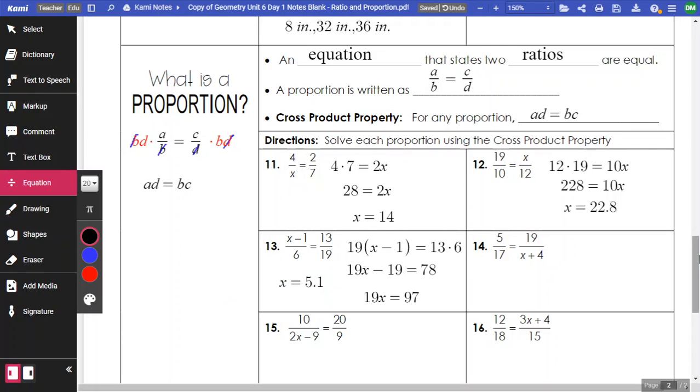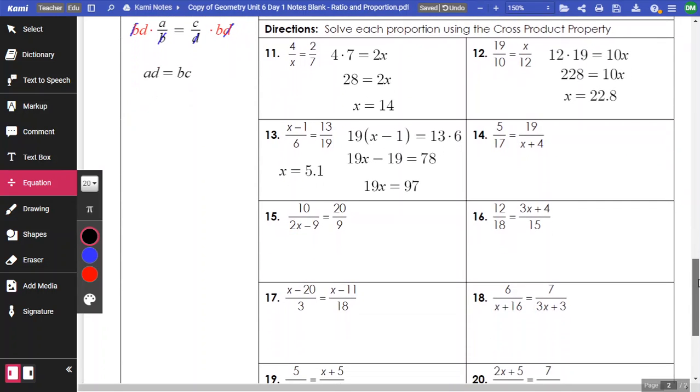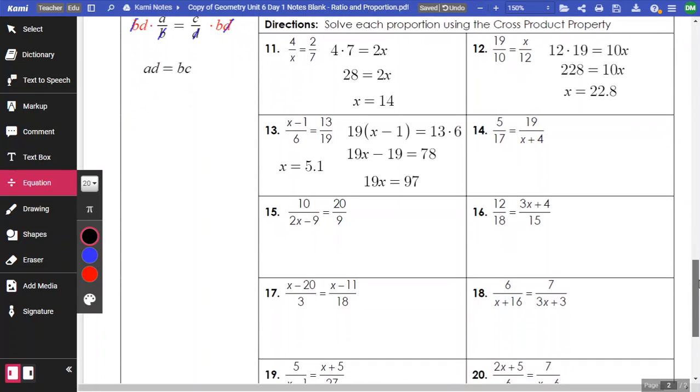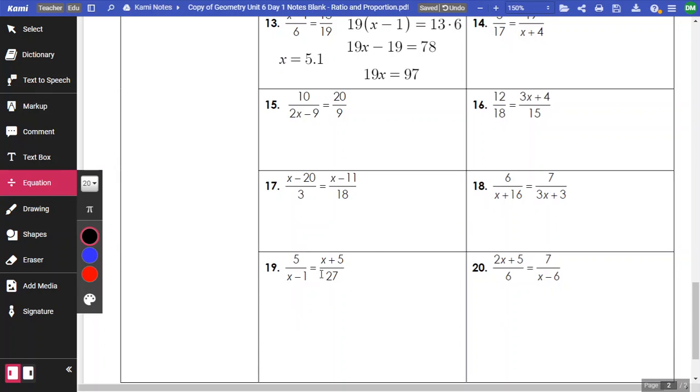Okay, that's it for this video. You're going to finish the rest of these as an assignment. And look down here at 19 and 20, don't forget, if you're multiplying these together, you're going to get a second degree equation. Looks like you might need to use some of your skills in quadratics to solve those. So keep that in mind.